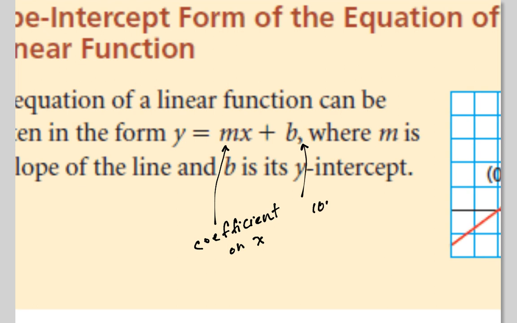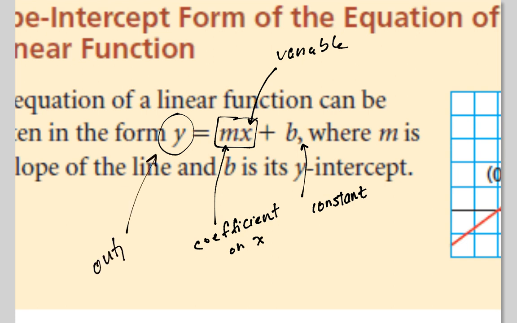And this is the constant. What do I mean by constant? It doesn't have any x attached to it, so it's always going to be the same no matter what. It's not going to change. Like this first term, it will change depending on what x is. So that's variable. The x is variable, so that whole term will change. And then you'll add b, and you'll get the output y. So again, y is the output, and x is the input.